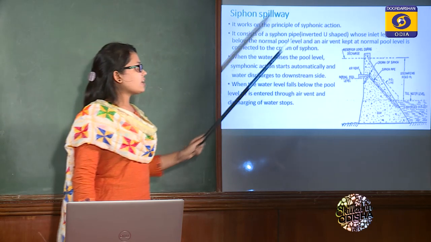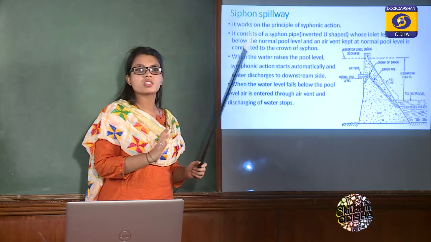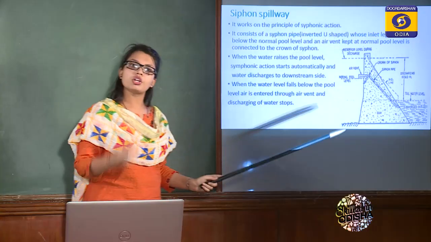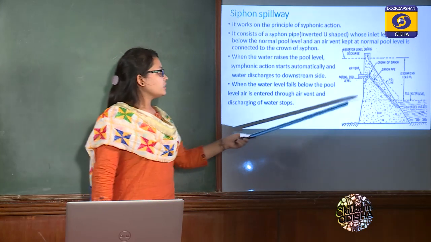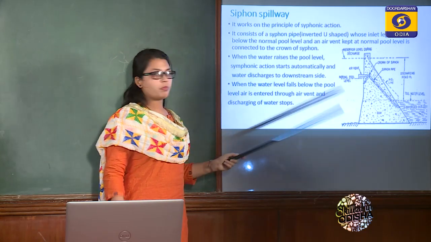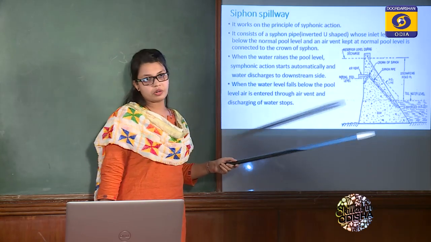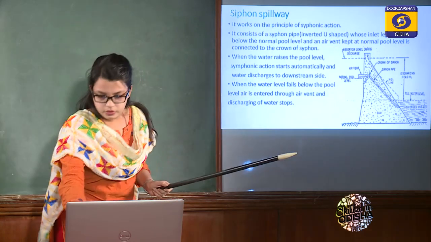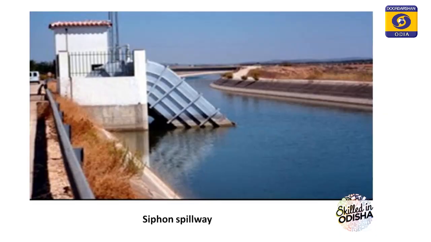Whenever there is space constriction, when we cannot construct the spillway away from the body, then we can use such siphon spillways. This siphon pipe can be installed within the body of the dam, and generally this siphon pipe is made of reinforced concrete only. So this is a picture showing the siphon spillway.